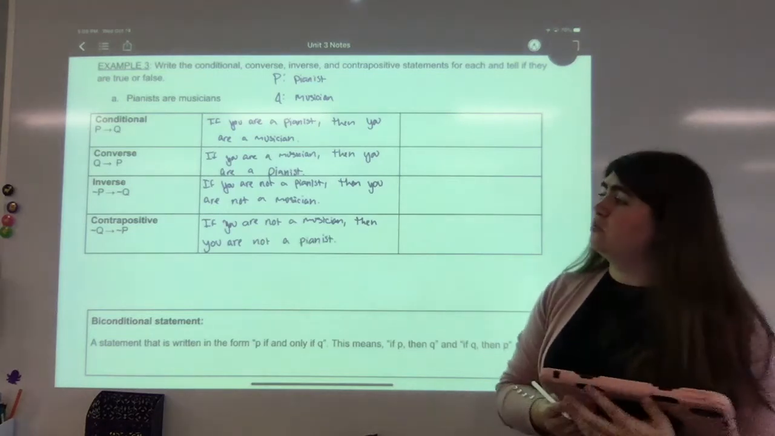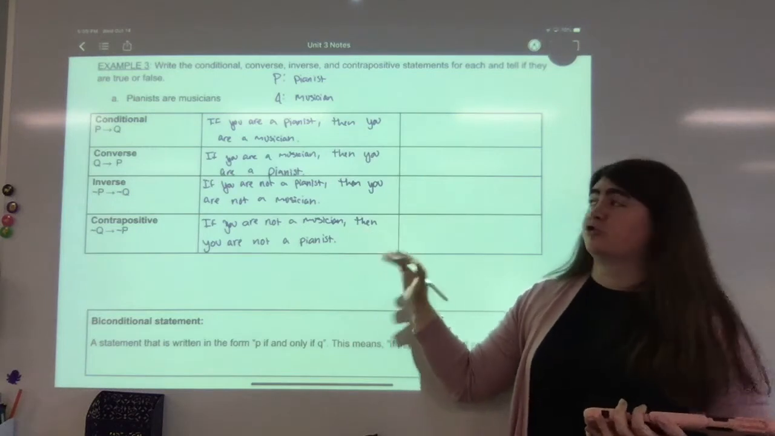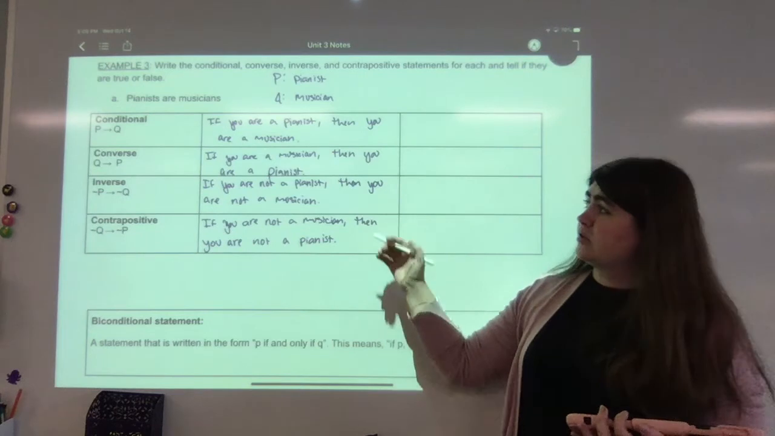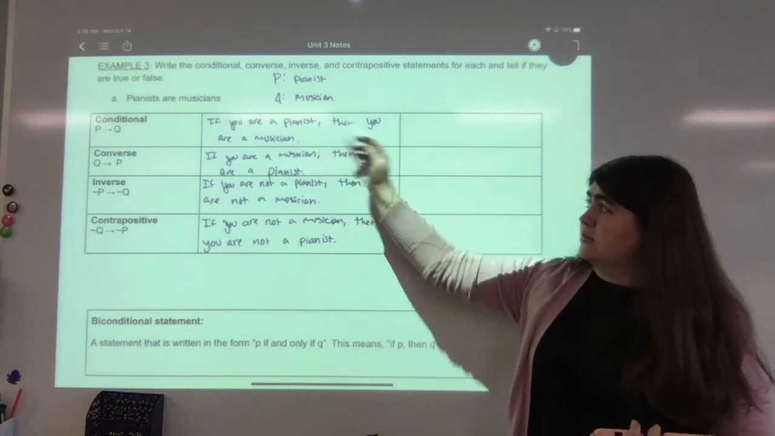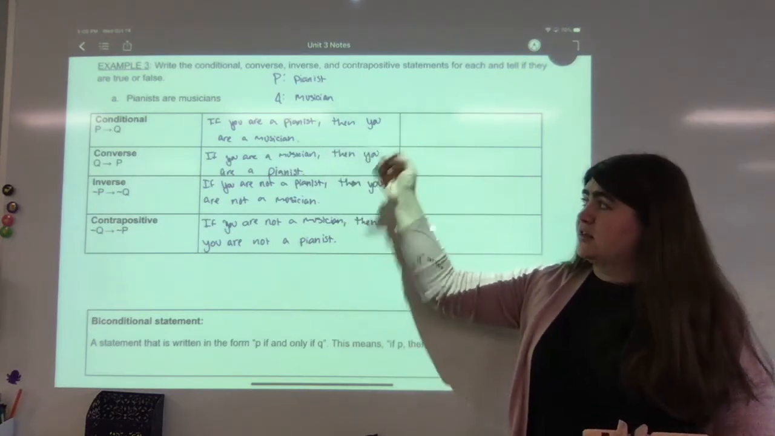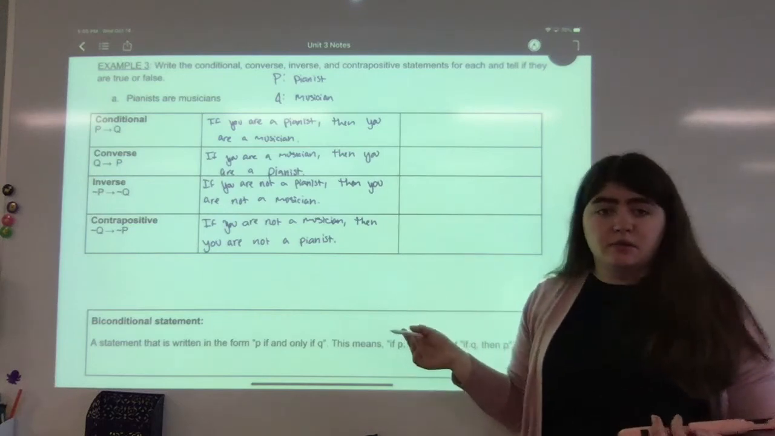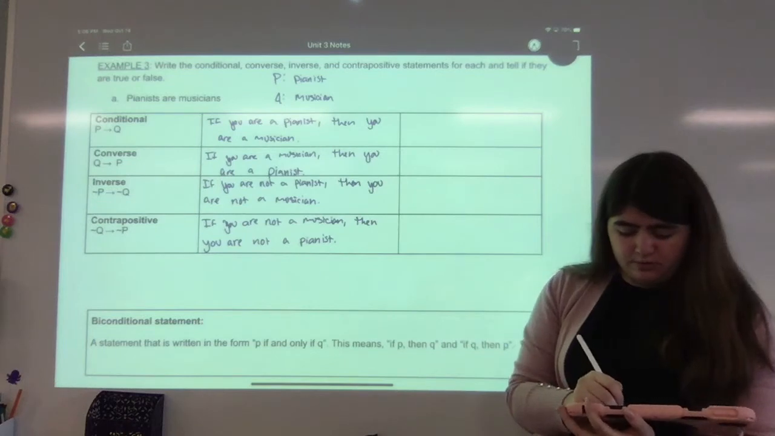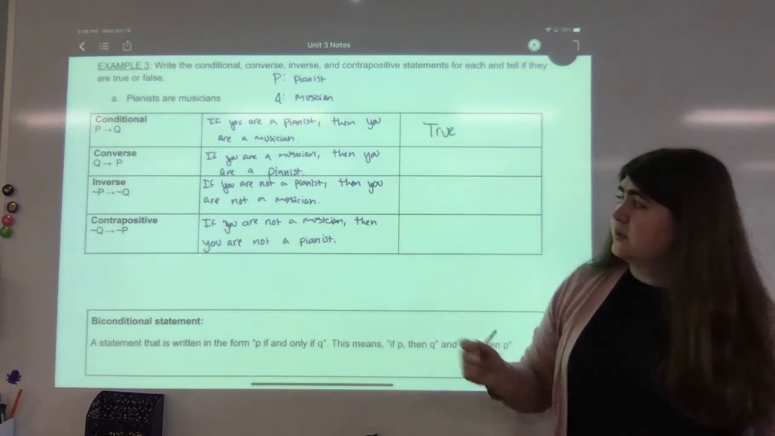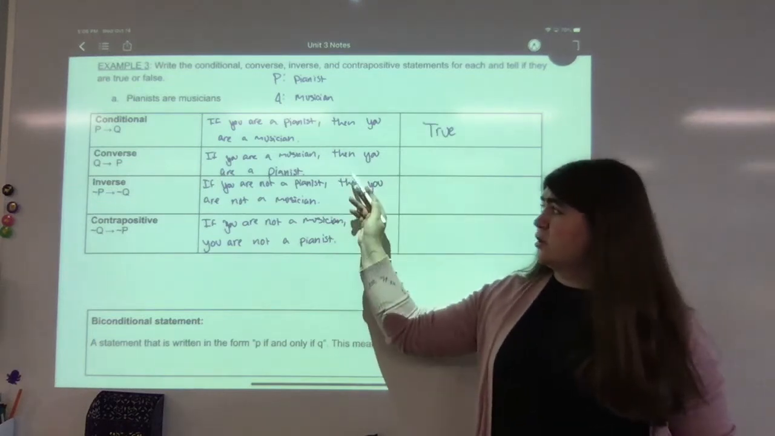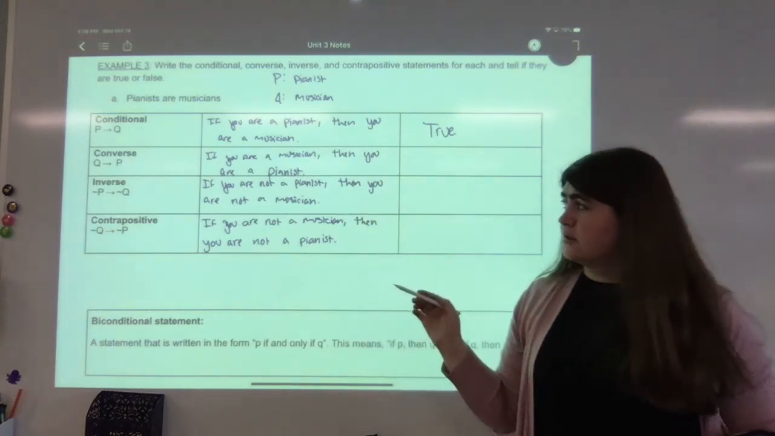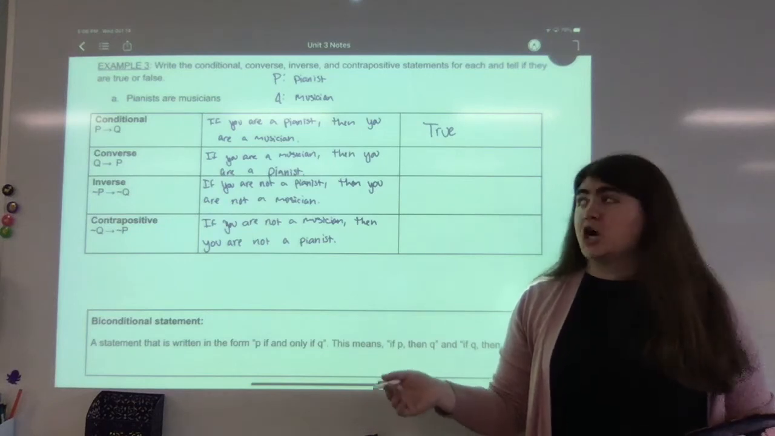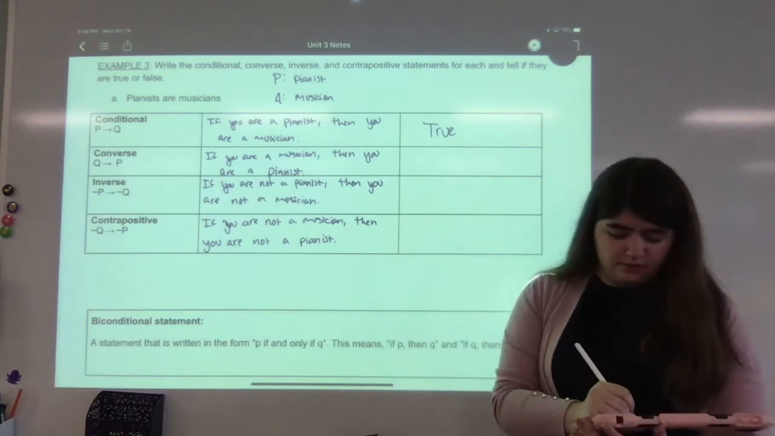All right, so now that we've written our statements, we want to take a look at their truth values. Is it a true statement or is it false? So the conditional, if you are a pianist, then you are a musician. Is that true? Yeah, it is. If you play the piano, you are a musician. So that's true. Then it says, if you are a musician, then you are a pianist. Do all musicians play the piano? No. So this is a false statement.